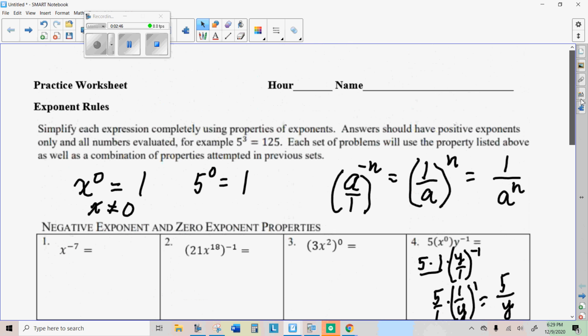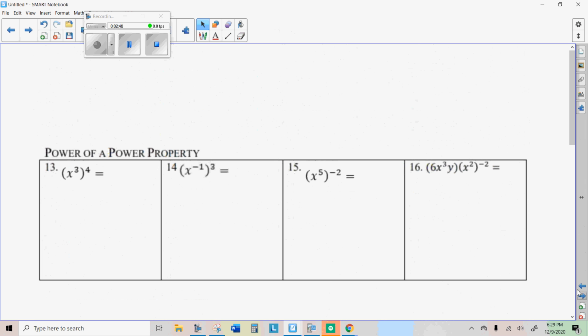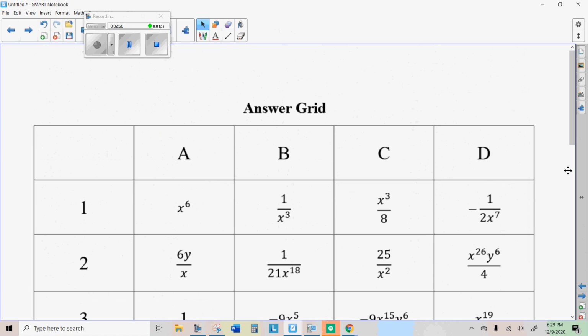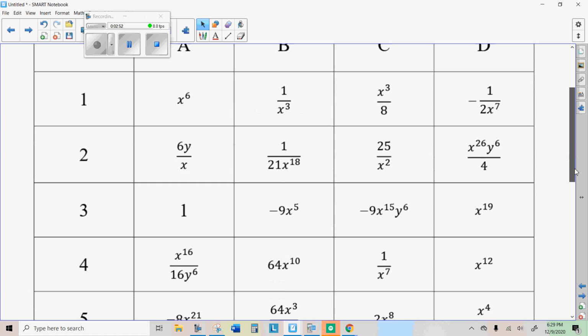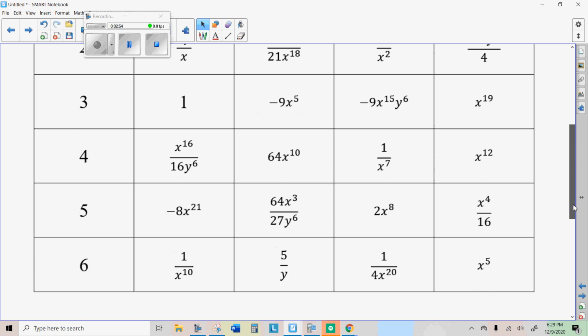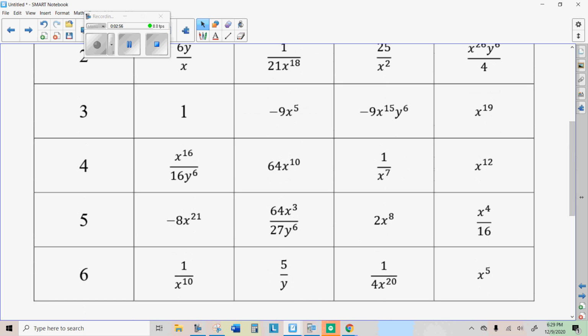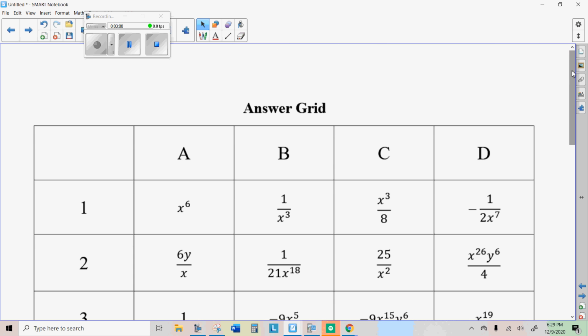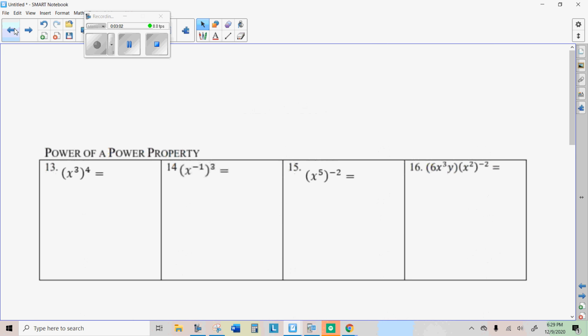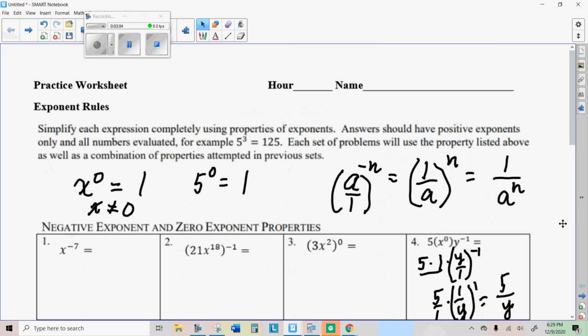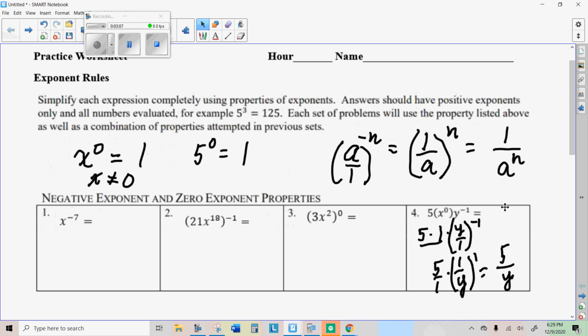Now, when you look in your grid here, 5 over y is right there. It would be B6. So you're going to answer for number 4 on the Google form, B6. All right.